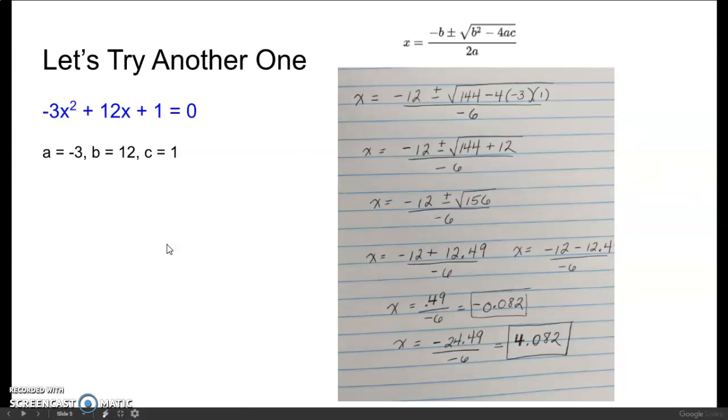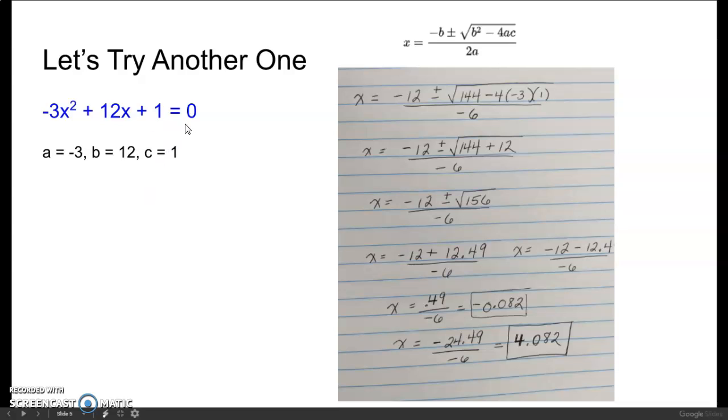All right, so now I'd like to try another one that will actually not factor well. Now, in a case like this, we always could do completing the square. That's an option, all right? It's just that the quadratic formula is a better option for finding the roots, okay? So that's why we learn it.